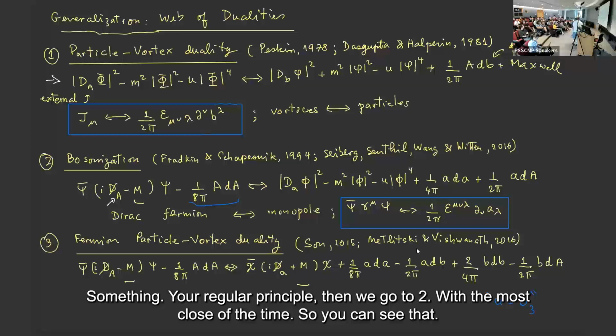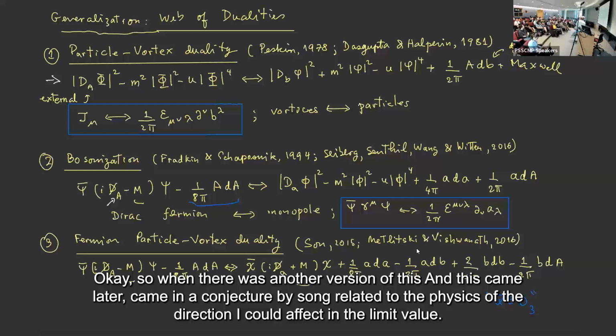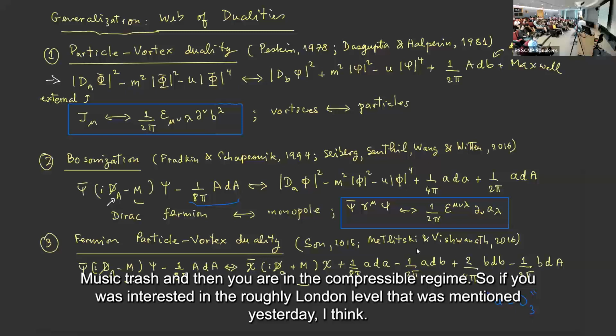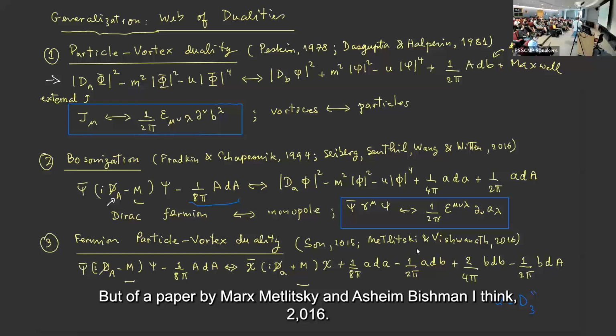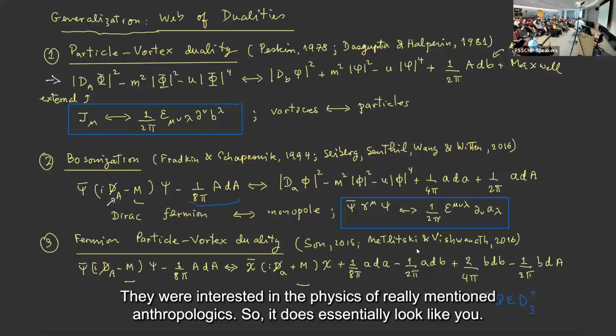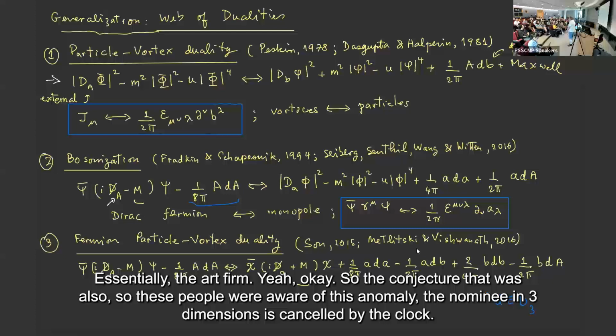Okay, so then there was another version of this, and this came later, in a conjecture by Son, related to the physics of the fractional Hall effect in the limit where you lose the fractional Hall effect and you are in the compressible regime. He was interested in the half-filled Landau level that was mentioned yesterday, I think. And there was a paper by Max Metlitski and Ashvin Vishwanath in 2016. They were interested in the physics of three-dimensional topological insulators and what happens to the surface states, which essentially look like Dirac fermions on the surface.